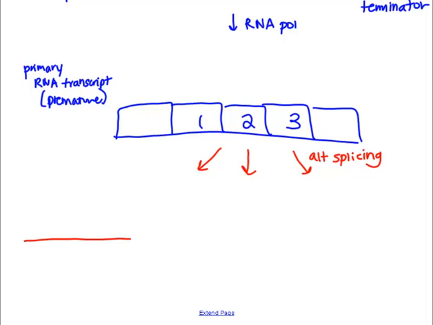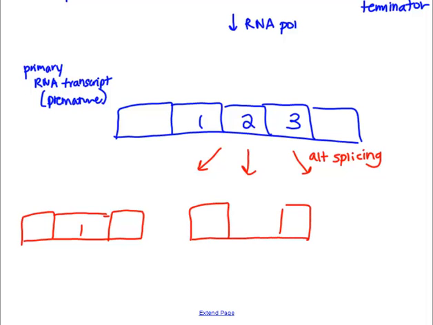you can get an mRNA that has this beginning sequence that's the same, the end sequence that's the same, and then it has that one sequence in the middle. Another mRNA that has the beginning and end the same, but has the second sequence segment in the middle. Or you can have a third mRNA that has the beginning and the end sequences the same, but has this 3 segment in the middle.